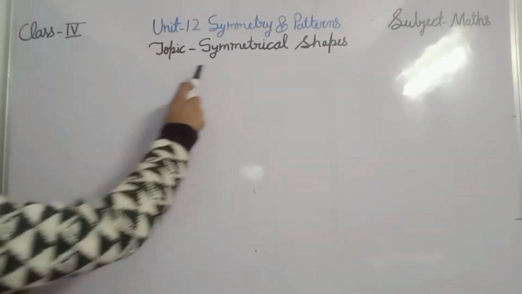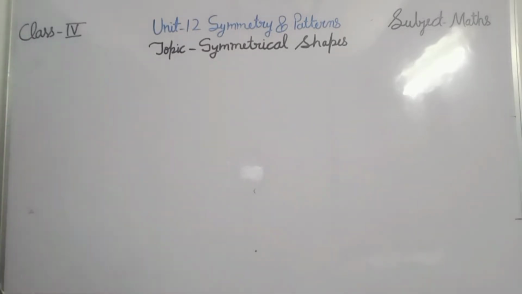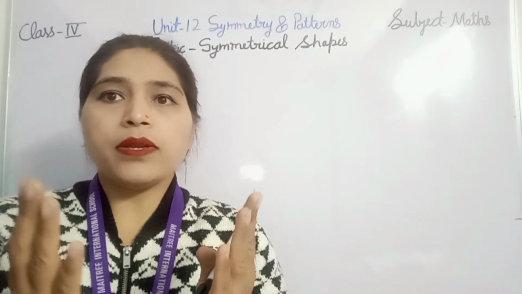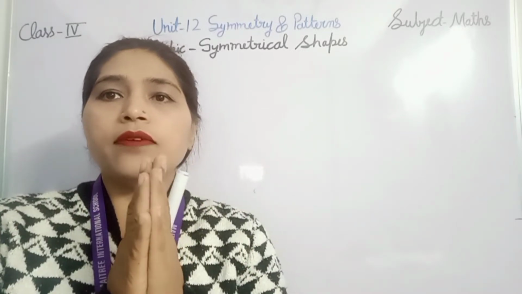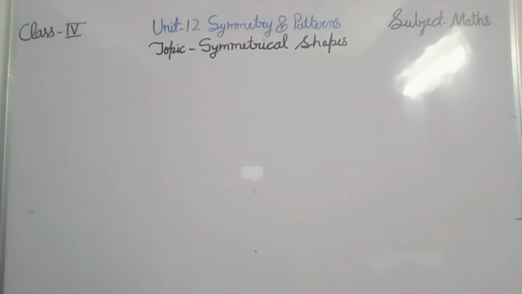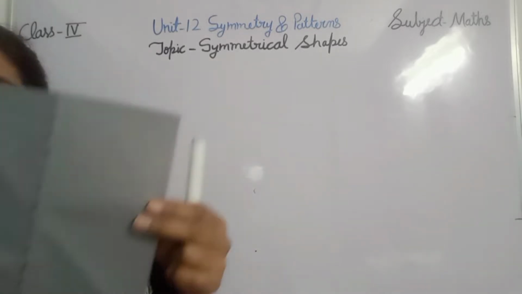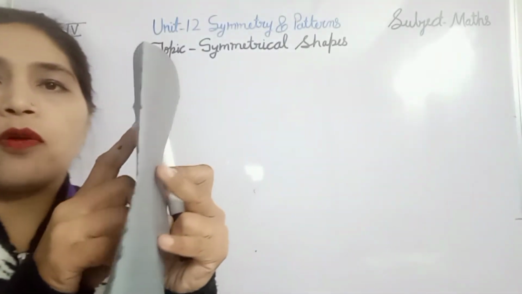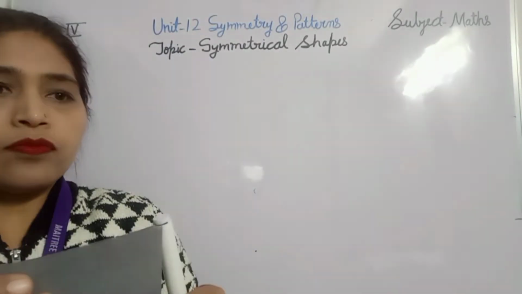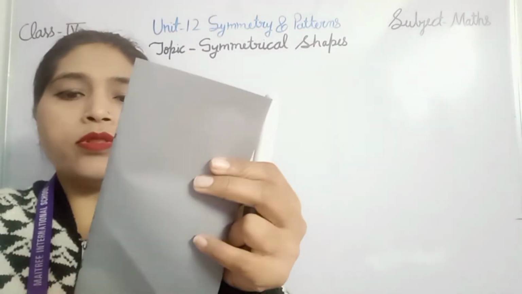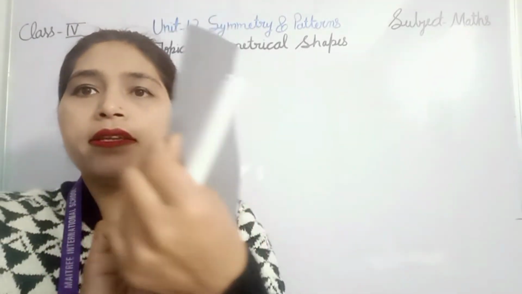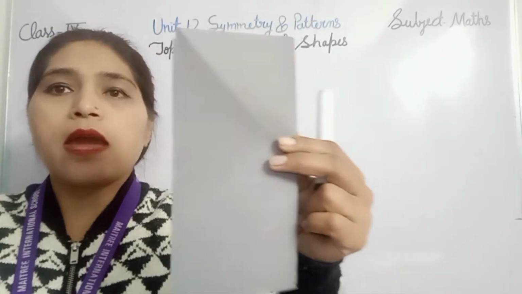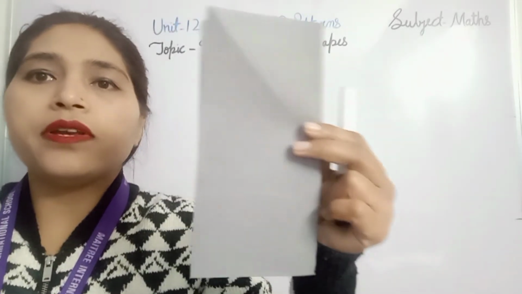So the first topic is symmetrical shapes. What are symmetrical shapes? If I am folding a shape and the parts are overlapping each other. See here, I have a square. If I fold this shape from here, both parts on both sides look the same, meaning they overlap each other. So these types of shapes are called symmetrical shapes.